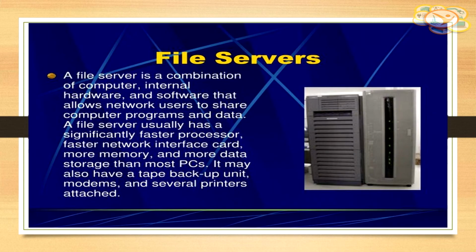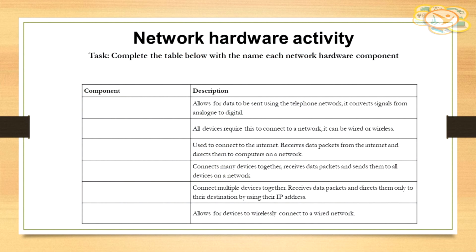File servers. A file server is a combination of computer, internal hardware, and software that allows network users to share computer programs and data. A file server usually has a significantly faster processor, faster network interface card, more memory and more data storage than most PCs. It may also have a tape backup unit, modems, and several printers attached.